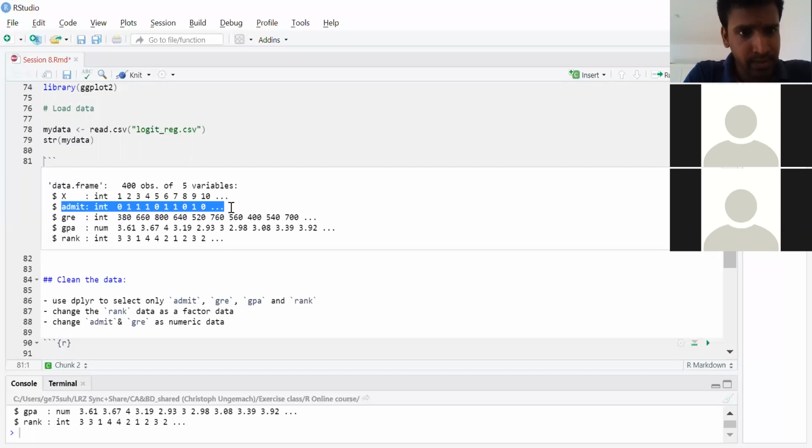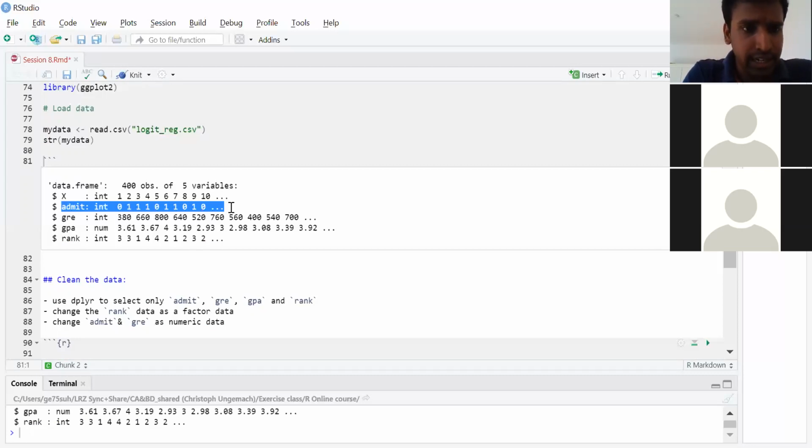I guess GRE and GPA would be independent. Yep, and also rank. Oh yeah, rank as well. And admit would be the dependent one, and the higher the GRE, GPA, and rank, the higher the possibility of getting admitted. More or less. Yes, roughly.